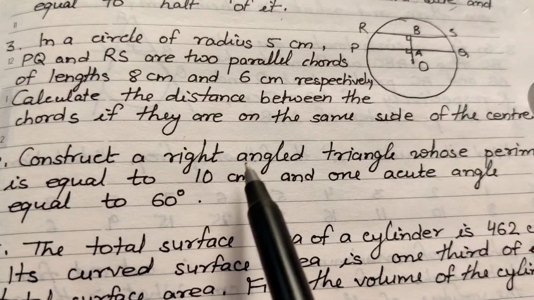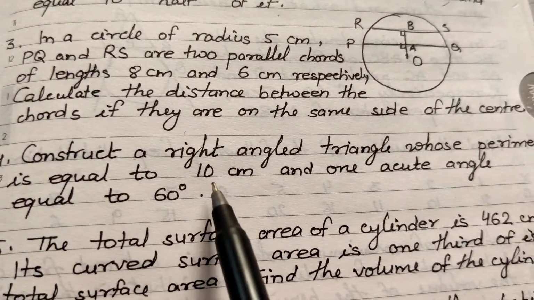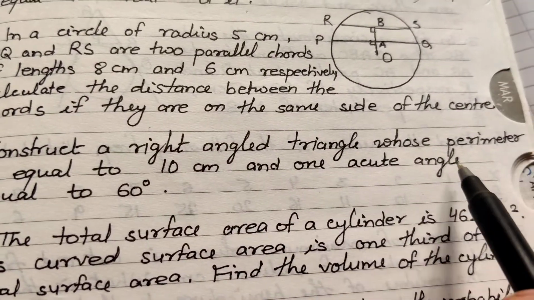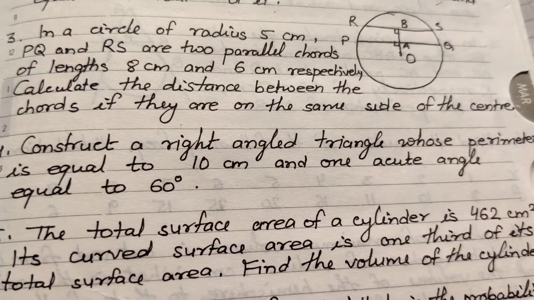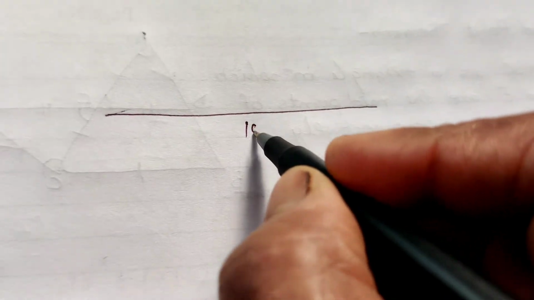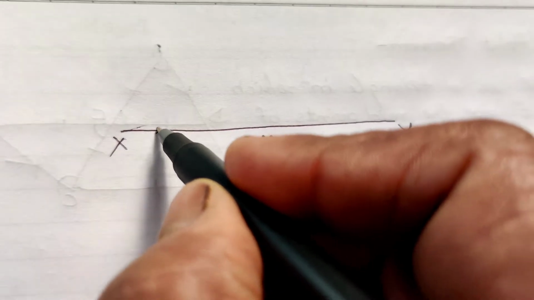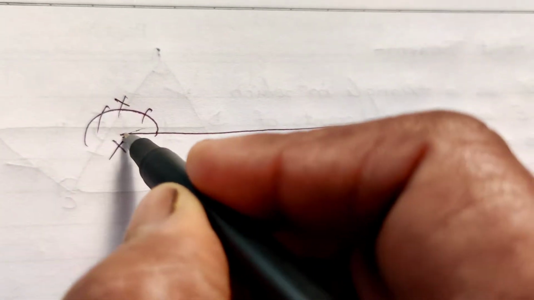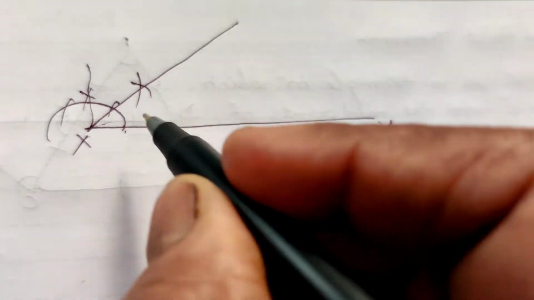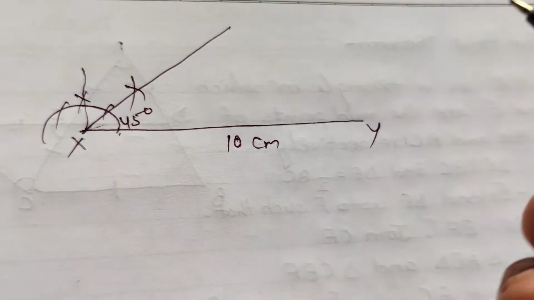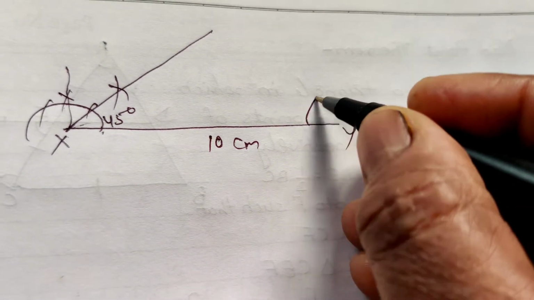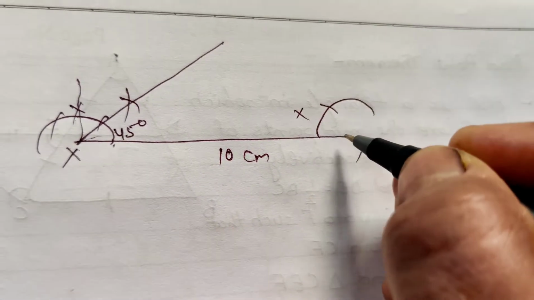Question number 4. Construct a right angle triangle whose perimeter is equal to 10 centimeter and one acute angle is equal to 60 degree. First we have to draw the perimeter. Perimeter is given as 10 centimeter. Now make an angle of 90 degree from this side and bisect it, which means 45 degree. Another angle is 60 degree. Make 60 degree and bisect it, 30 degree.